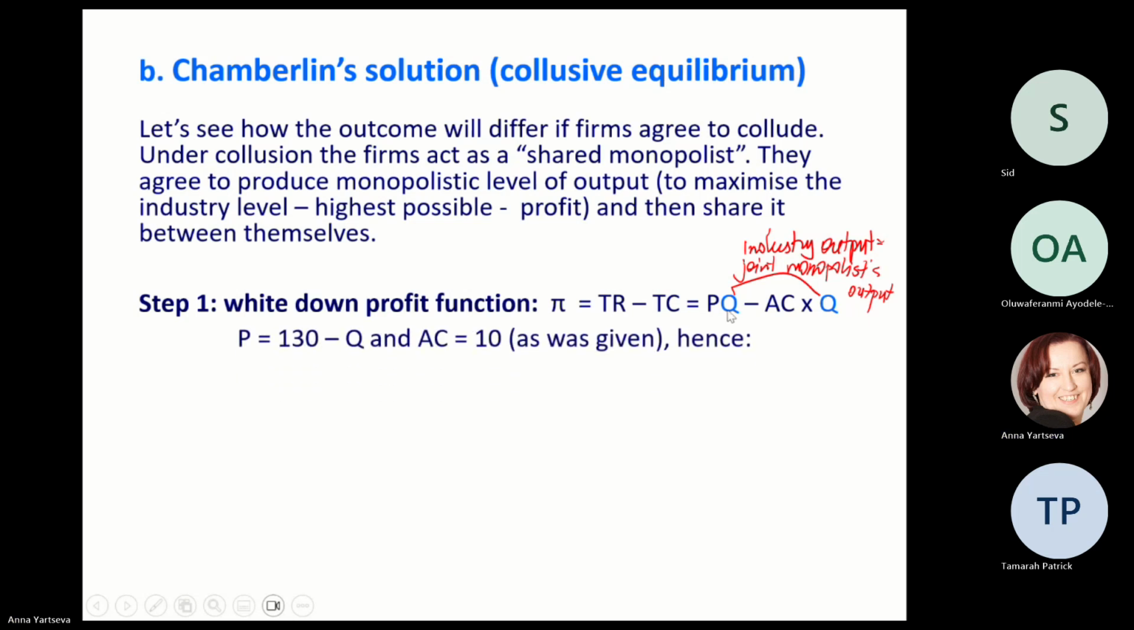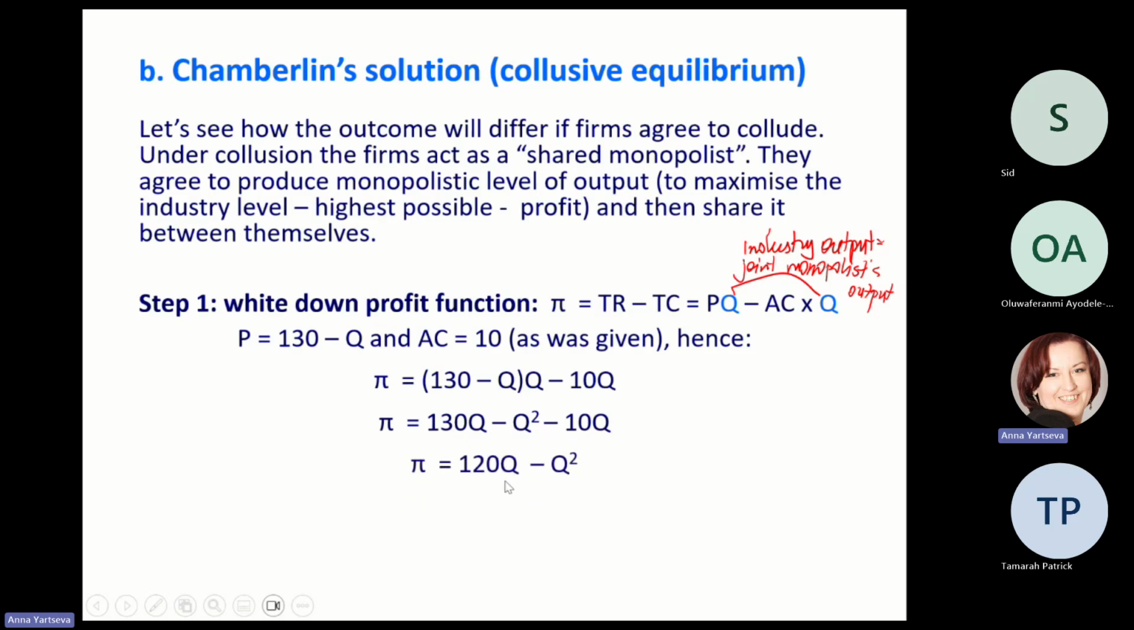Next, let's plug in available numbers. Price can be described by the demand function. It's 130 minus Q. We also know that the average costs are equal to 10, as it was given. Plug this into our expressions. So profit is price, 130 minus Q, times Q, minus total cost, average cost 10 times Q. Open the brackets: 130 times Q, then Q times Q is Q squared, minus 10Q. This is our expression for profit. We can simplify this somewhat because 130Q minus 10Q is equal to 120Q.